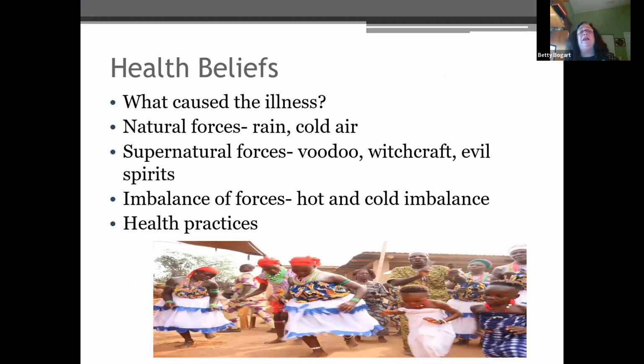Some of their health beliefs are about what causes the illness. Was it that they were outside in the rain and that's why they have pneumonia? I mean, some people think if your hair gets wet, you go outside, you go to sleep with wet hair, you're going to get a cold, you're going to get sick. That's just part of a belief, okay? It could be to the point of voodoo, witchcraft, evil. Those things could be it too.